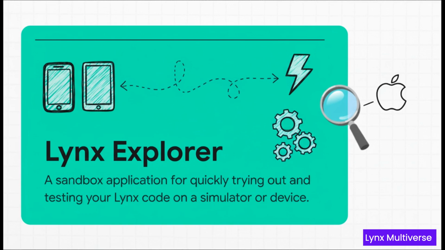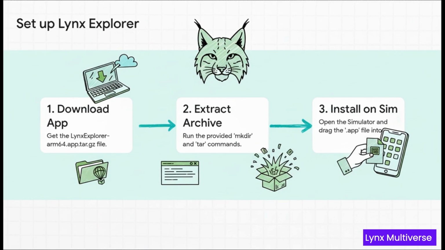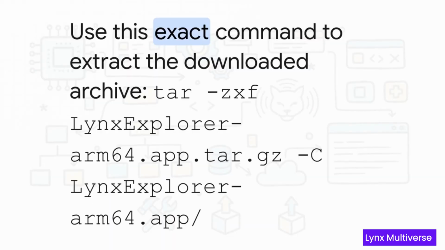For this walkthrough, we'll be setting it up on the iOS simulator. And getting it up and running is just a super simple three-step process. First, you download the pre-built app for your Mac. Second, you run a couple of quick commands in your terminal to extract it. And finally, and this is the best part, you just drag and drop the app file right into your running iOS simulator. That's it.